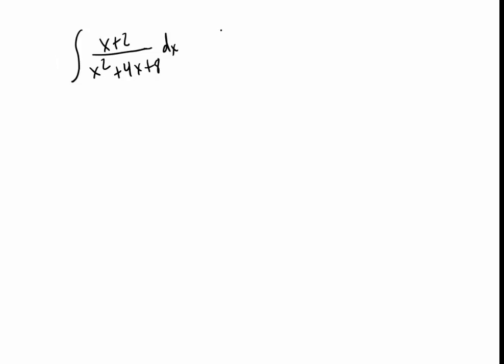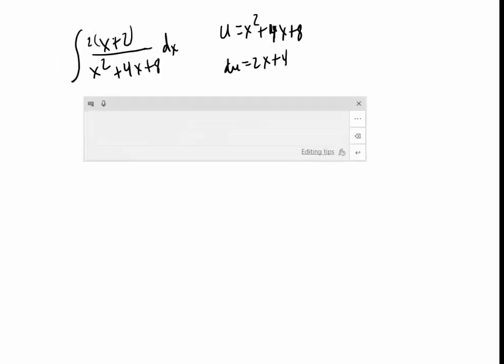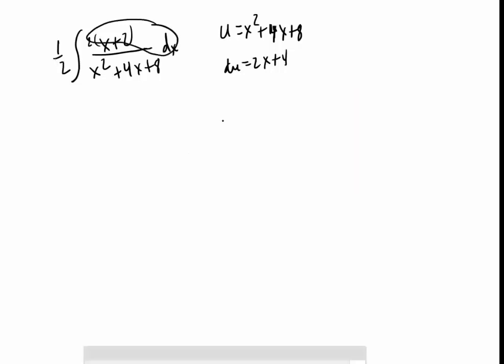But u substitution would work on this one, because if I make u equal to x squared plus 4x plus 8, then the derivative would be 2x plus 4. So to get it to match, I would just have to put a 2 here, because if I distribute that, I get 2x plus 4, and if you put a 2 there, you get a half out front. Again, all of this would disappear and become your du.